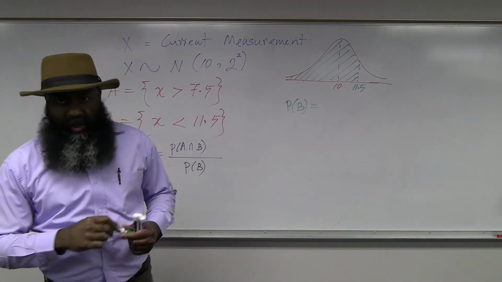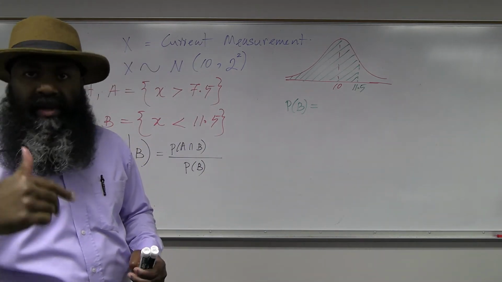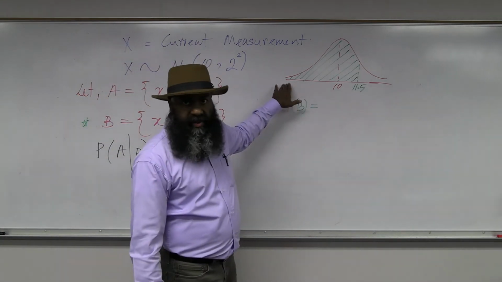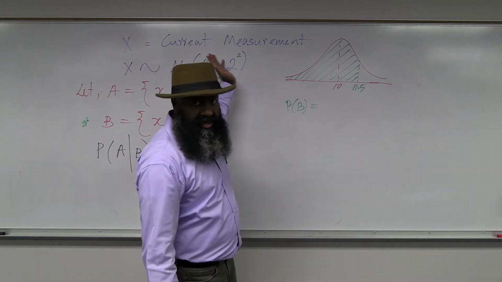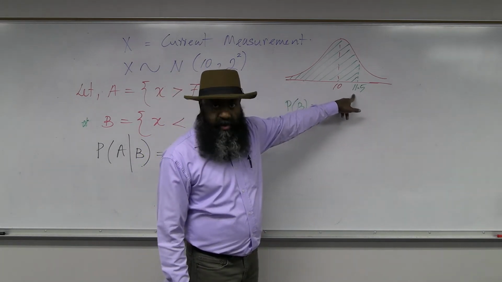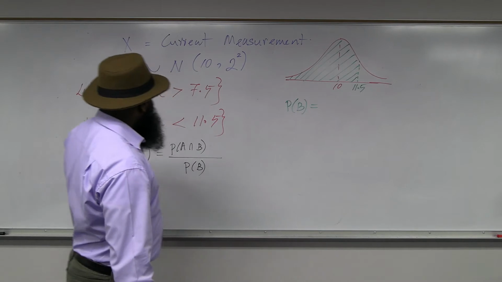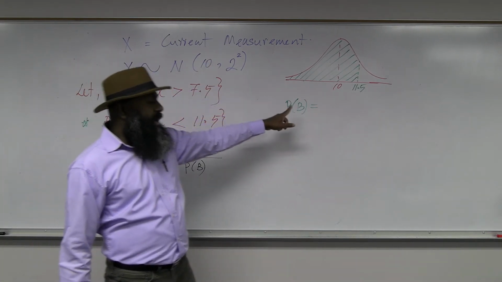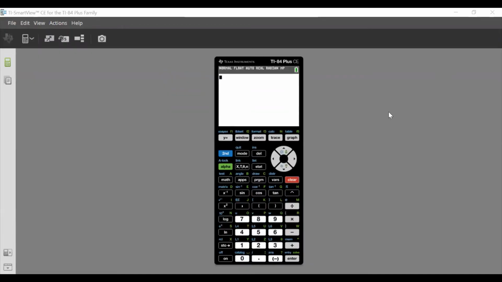We have to go to distributions, select normal CDF. The lower limit is negative infinity. You can enter something negatively large like negative 100,000. The upper limit is 11.5. Your mu equals 10, sigma equals 2, and in Bayes, you should get this answer. So here's your TI-84 calculator. Let's see how to find that probability.